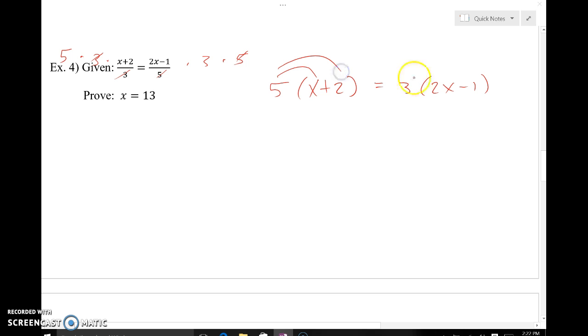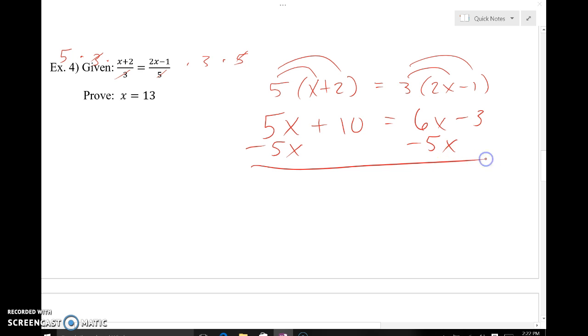So if you go ahead and distribute on both sides, multiplication times everything inside the parentheses, 5 times x is 5x, 5 times 2 is 10. 3 times 2x is 6x, and 3 times negative 1 is negative 3. Now I can ask myself the question, which side has more x's? The right side does, so I'm going to subtract 5x from both sides. Again, this is a preference of mine. You don't have to do the same thing, but I like to do it because it keeps my variables positive.